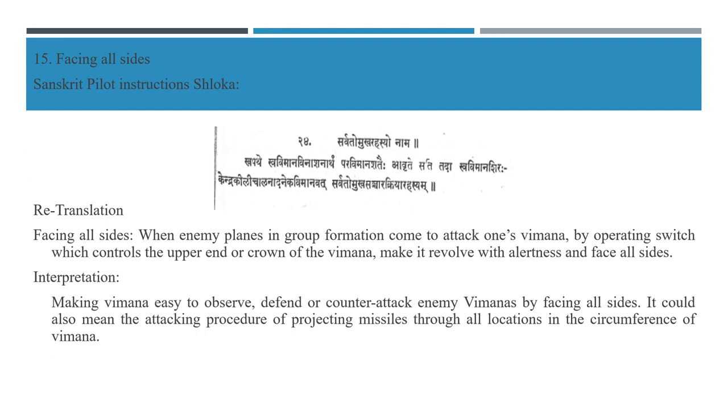So this is another related sloka, facing all sides. When enemy planes in group formation come to attack one's Vimana, by operating the switch which controls the upper end or crown of the Vimana, make it revolve with alternates and face all sides. So making the Vimana easy to observe, defend, counter attack the enemy Vimanas. Means the Vimana of Ravana, for example, can face all sides, the front part could turn. So it could also mean an attacking procedure, projecting missiles through all the locations in the circumference of the Vimana.